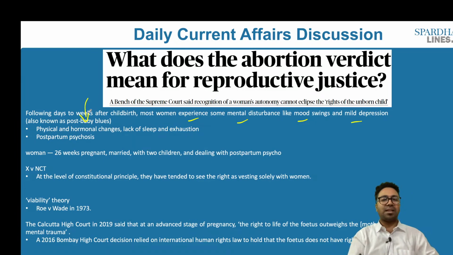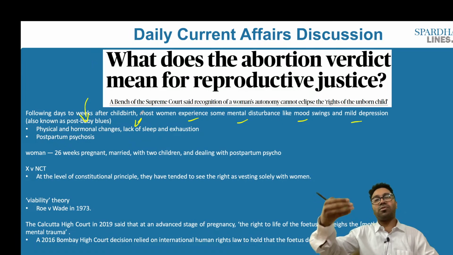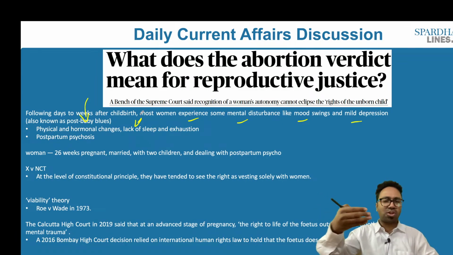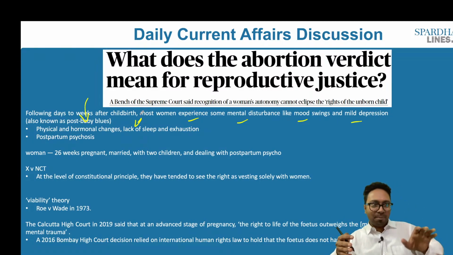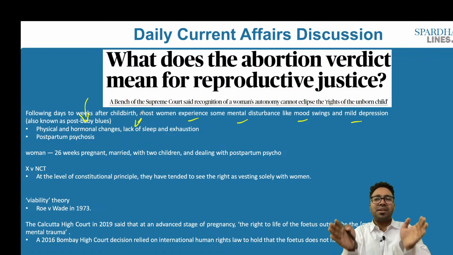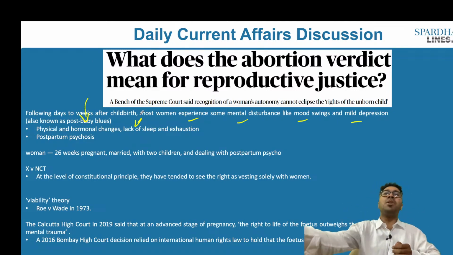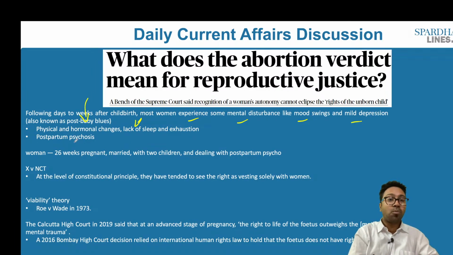She goes through some physical and hormonal changes. That is because of the lack of sleep. Her body would not have got used to it, so she starts assuming a few things. She enters into a mode of hallucination as well. She has exhaustion as well. She becomes very tired because a lot of hormonal changes go through this particular phase of a woman. So the minute she has given birth to the child, there are physical, mental and psychological changes that a woman goes through, and such a change is what is called postpartum psychosis. So what is this postpartum psychosis?